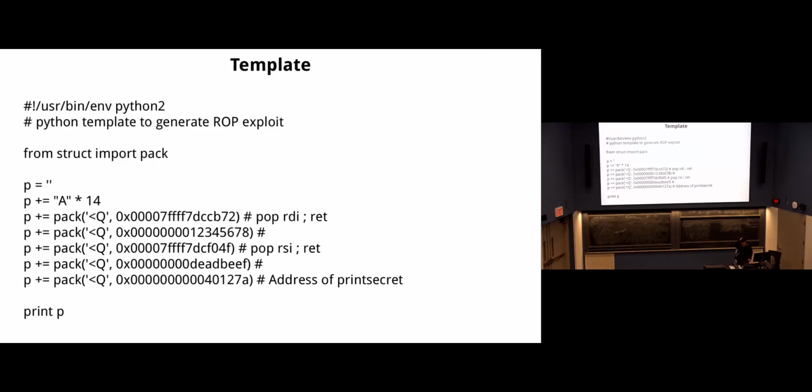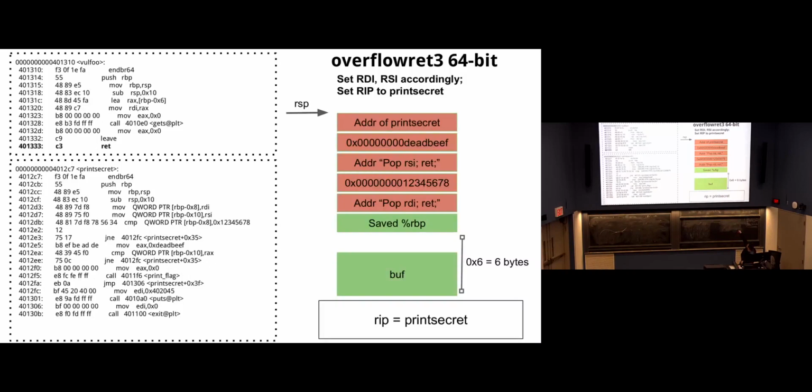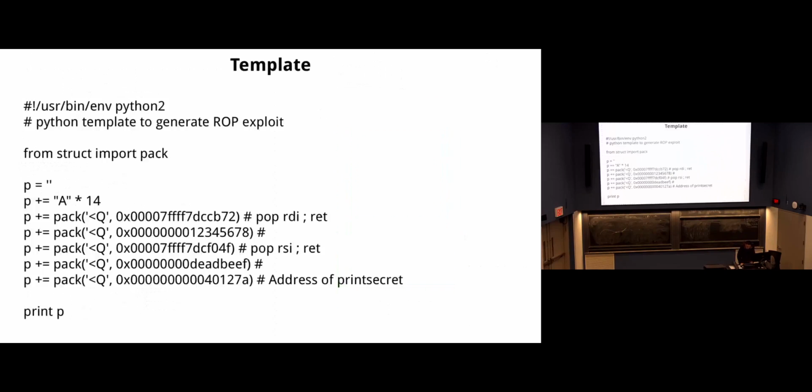So I have a template for you here. When you do this challenge, I suggest you use my template. There are a lot of challenges as well. I suggest you use this template because if you type all of those, it will be crazy. That's too many. Okay, so let me explain a little bit about this template. This is a Python 2 script. At the beginning, we have the padding. The padding here is 14 bytes because I already explained. The buffer is 6. The saved RBP is 8. That's 14 bytes.